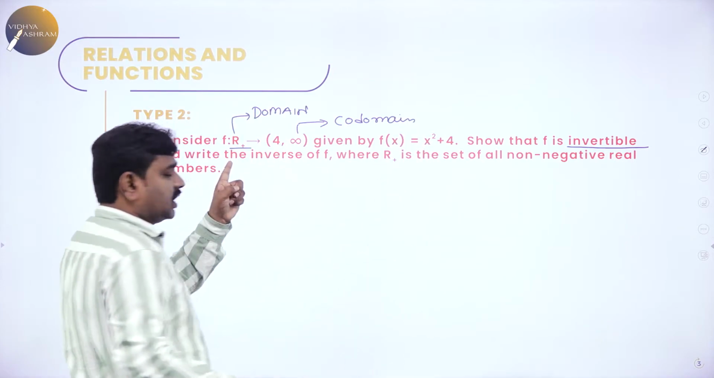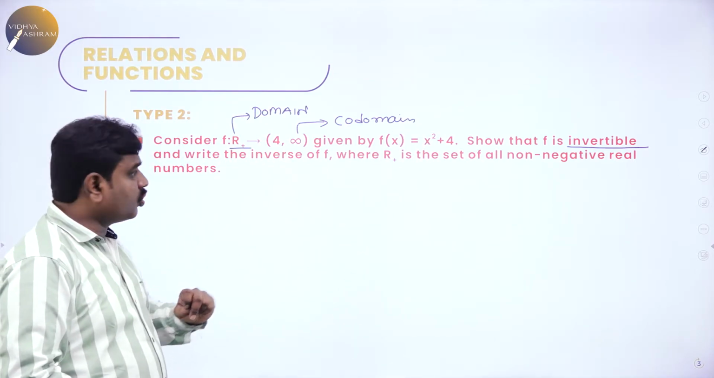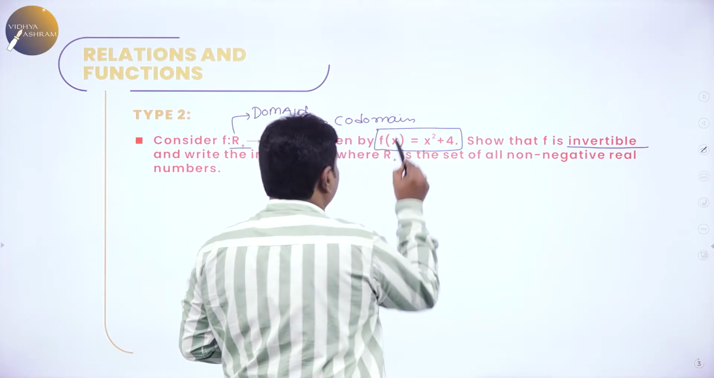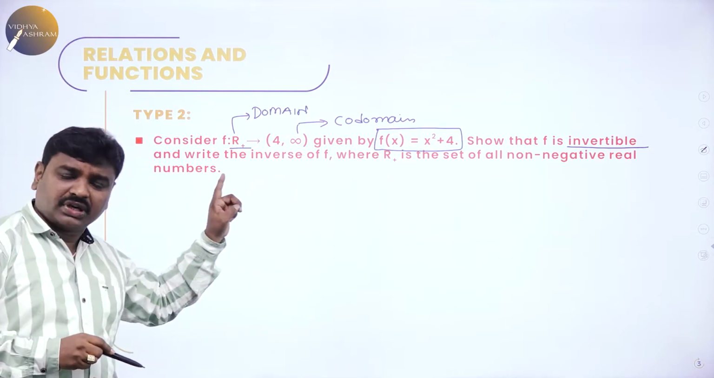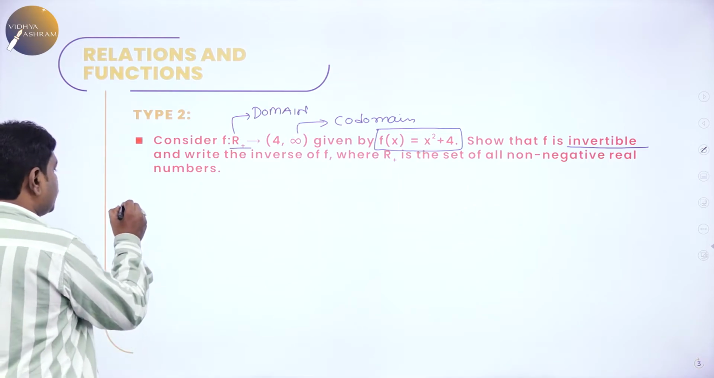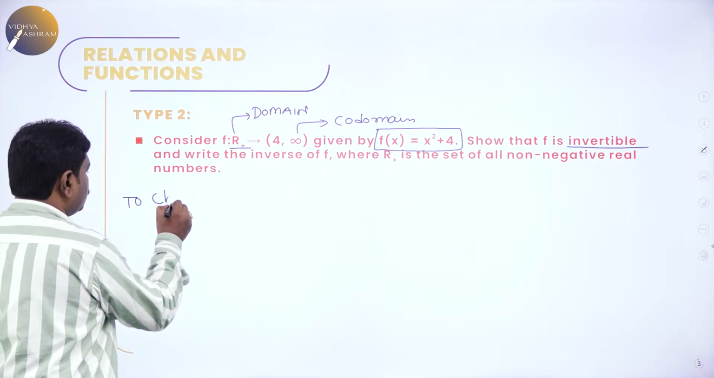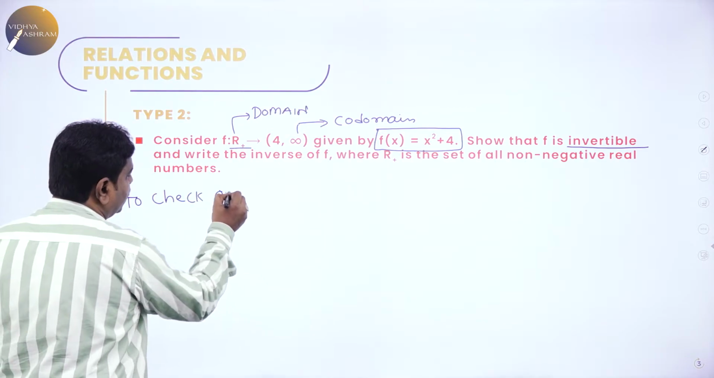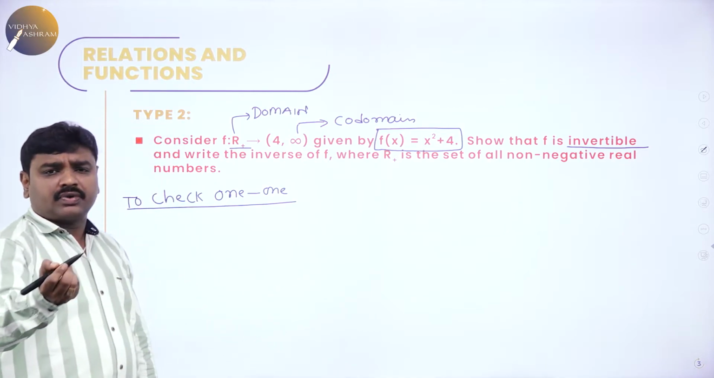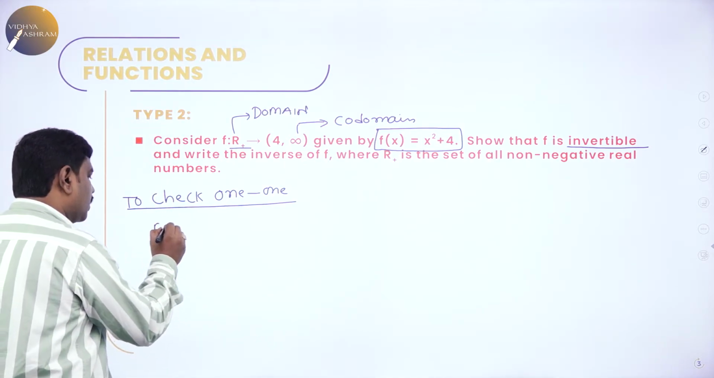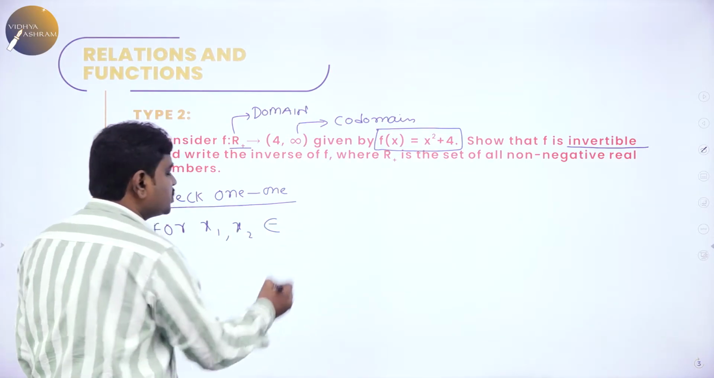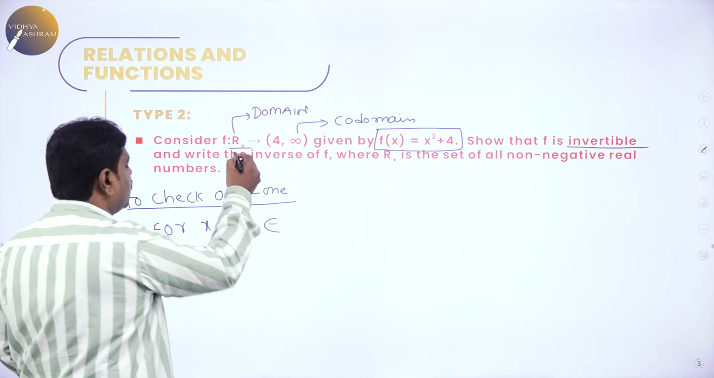So, in the given function R plus is domain, 4 to infinity is codomain, and f of x is x square plus 4. Now, we need to prove this is invertible and we need to find the inverse. So, step 1 is to check 1-1. How to check 1-1? First, we will write for x1 comma x2 belongs to domain. Domain means first set. In this problem, what is the domain? R plus.